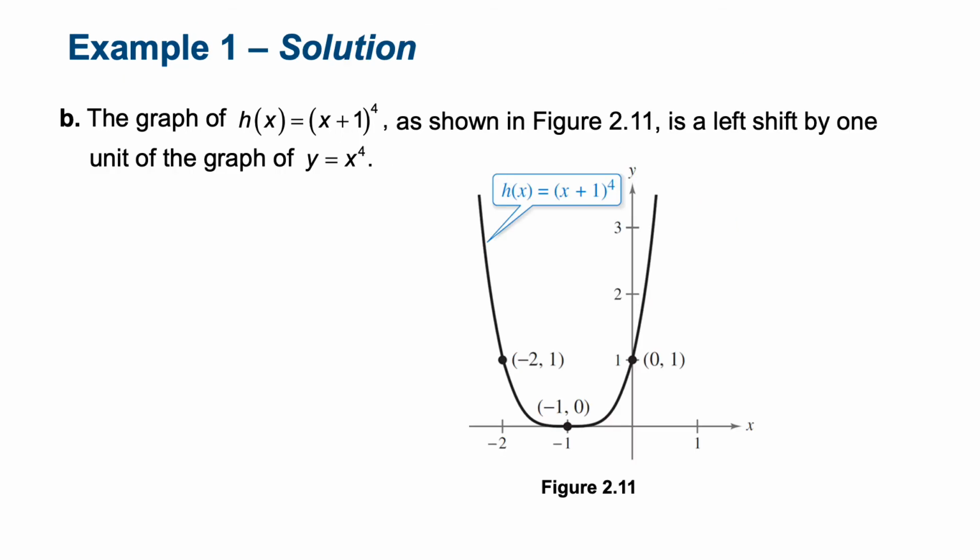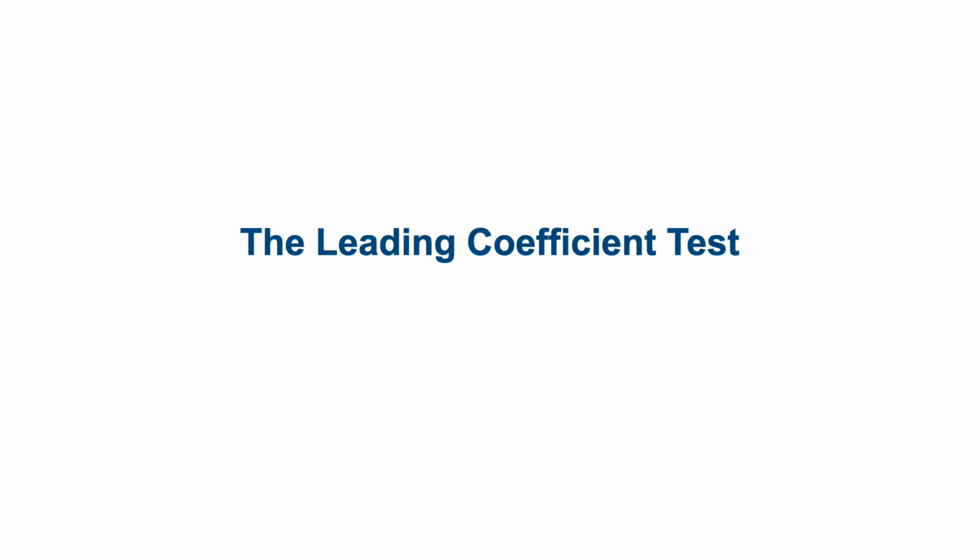And then B, the graph of h of x is equal to x plus 1 to the 4th. It's going to be this big one, right, with a rounded edge here, kind of squished more than a regular parabola, because this is a quartic function, 4th degree. And because it has a plus 1, that means it goes to the left one. It's a left shift by 1 unit of this graph.